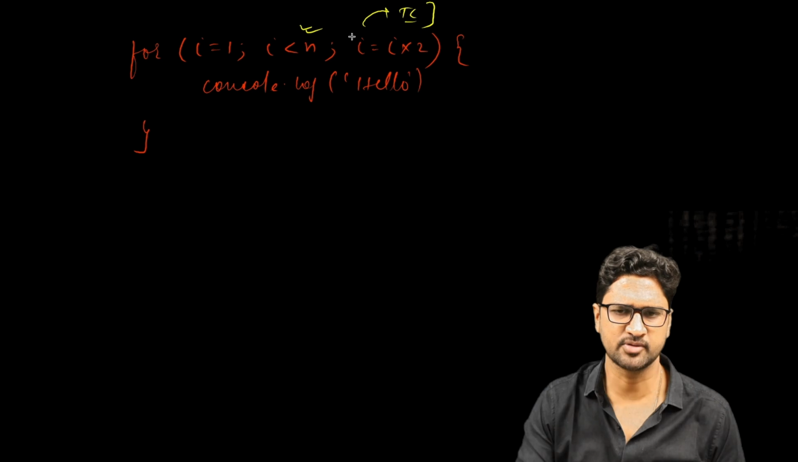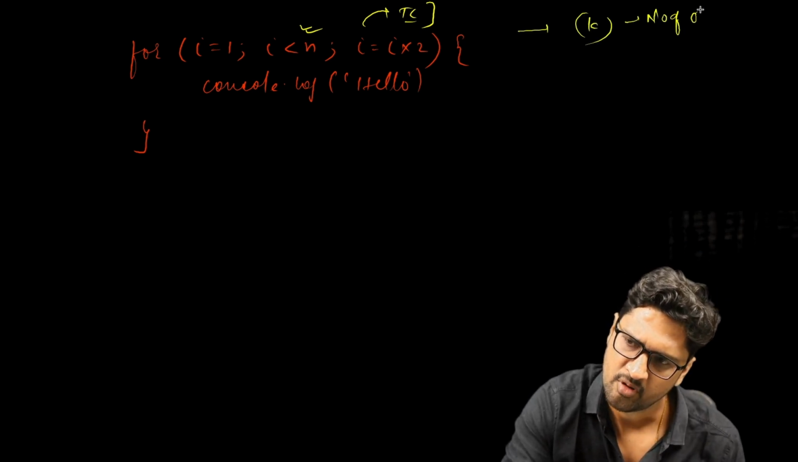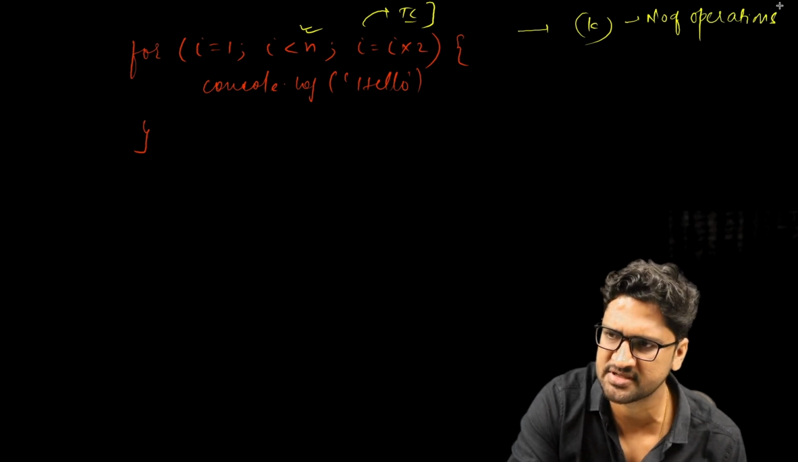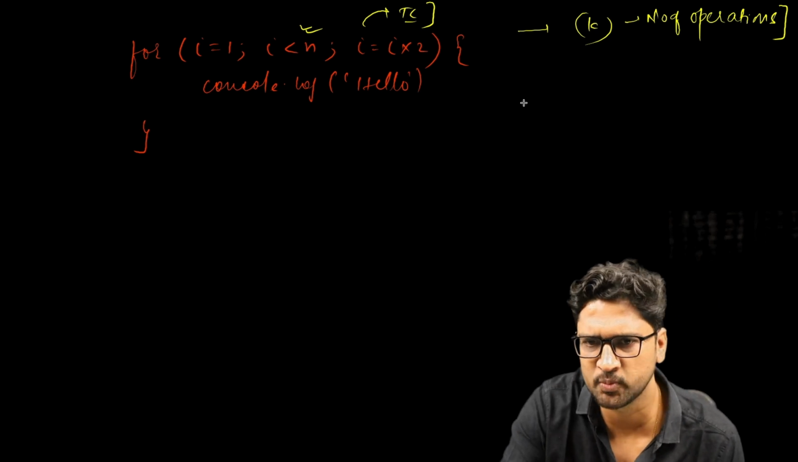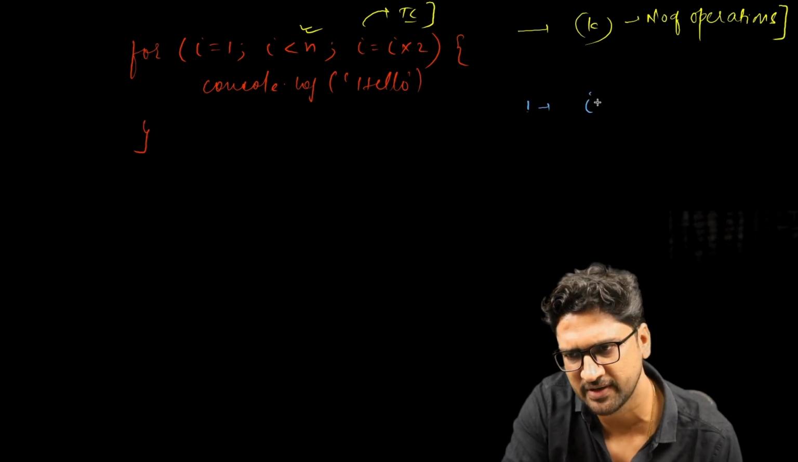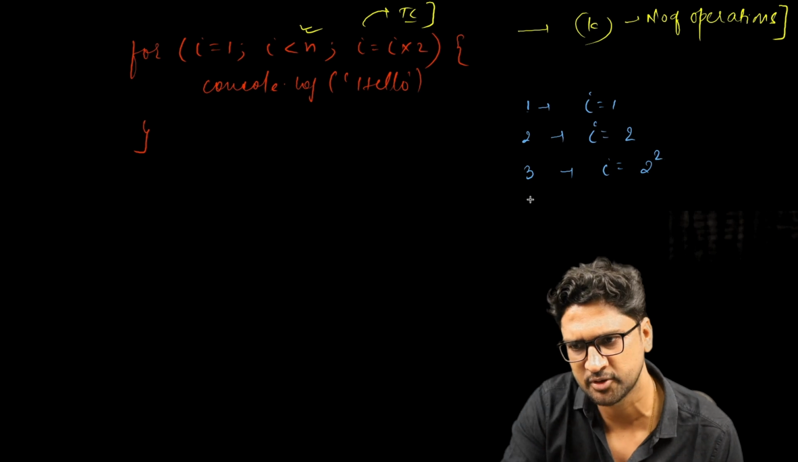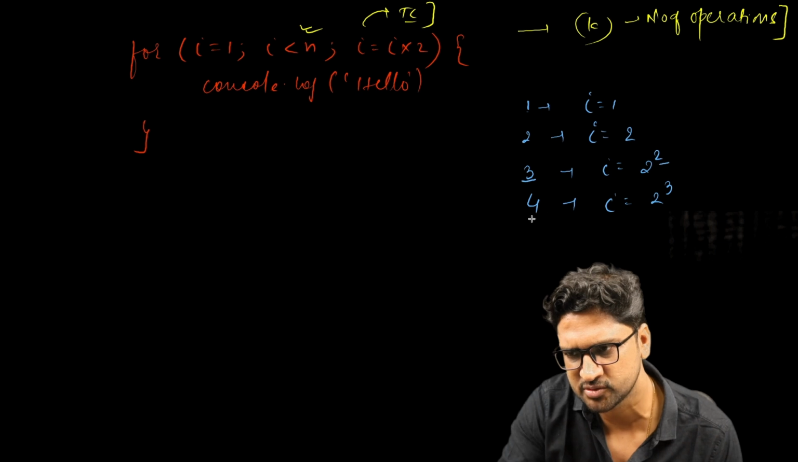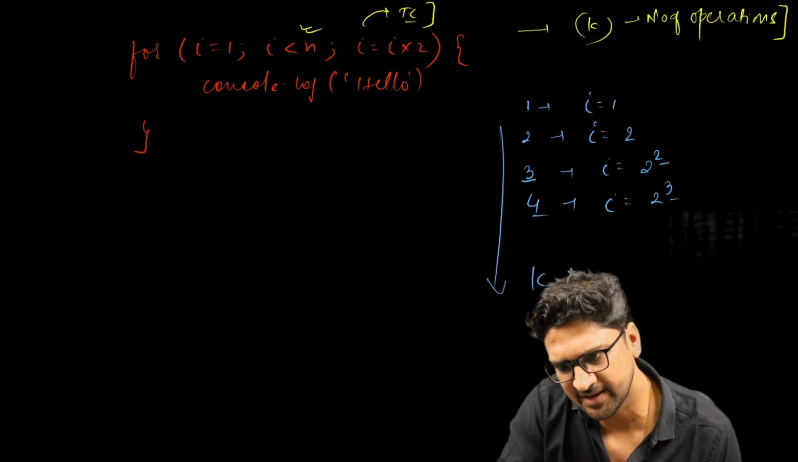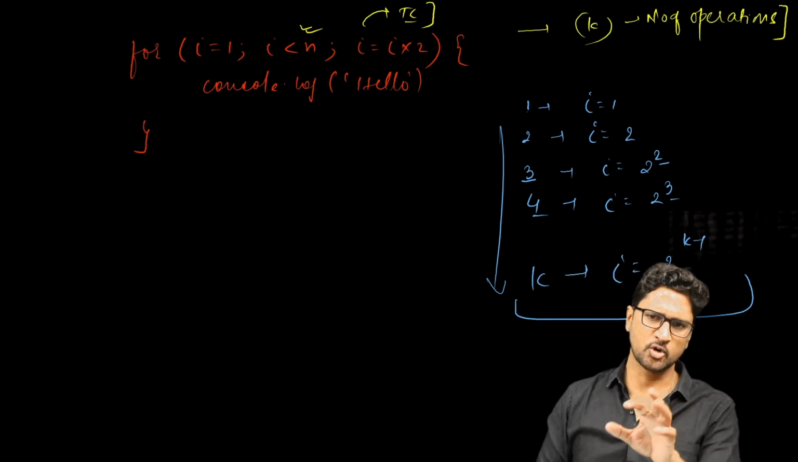I don't know how many times it runs, so I assume that the number of times it runs is k. K is the number of operations, and the number of operations is nothing but the number of times this loop will run. Fair enough. So let's say the first time the loop is running, the value of i is equal to 1. Second time, the value of i has become 2. Third time, the value of i has become 2 to the power 2. Fourth time, it's becoming 2 to the power 3, right? If it is 3, then it is 2; if it is 4, it is 3. So if it runs for k times, the value of i will become 2 to the power k minus 1. This many times the loop is running, right?